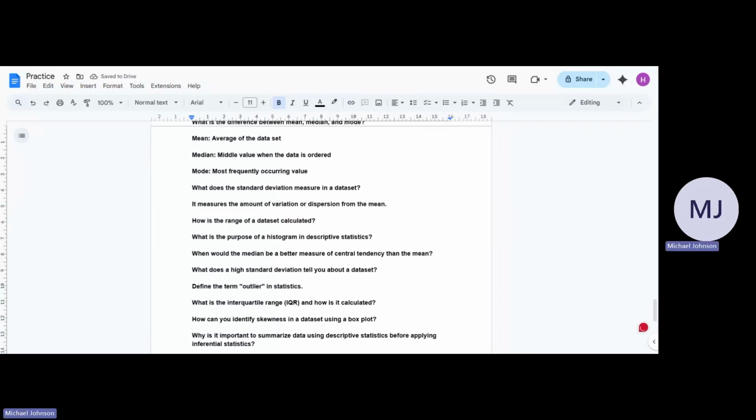How is the range of the data set calculated? So range equals highest value minus lowest value.